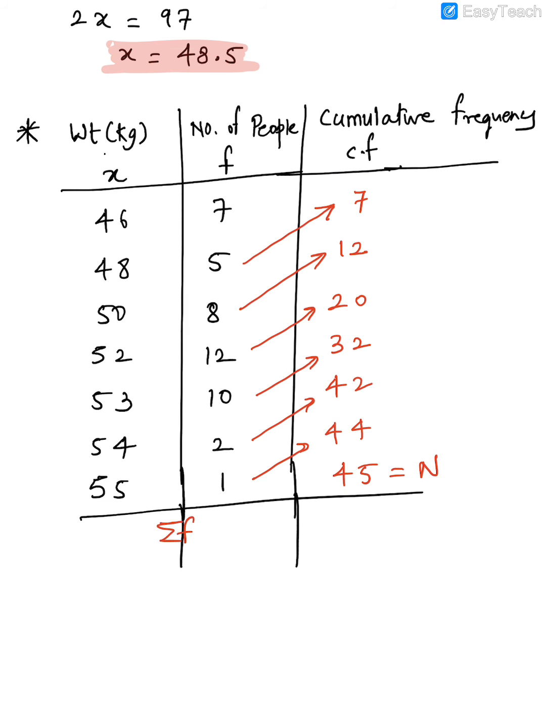You must have also realized that even if I find sigma f, you know how much it will be? Guess. It will be 45 only. Yes. Basically, the total number of people is your n, which is 45 here. Guys, now, next thing. What does this cumulative frequency mean? When I say n equal to 45, it means there are 45 students whose weight is either 55 kg or less.